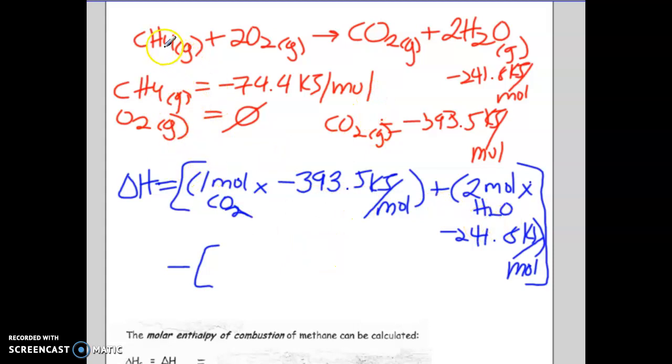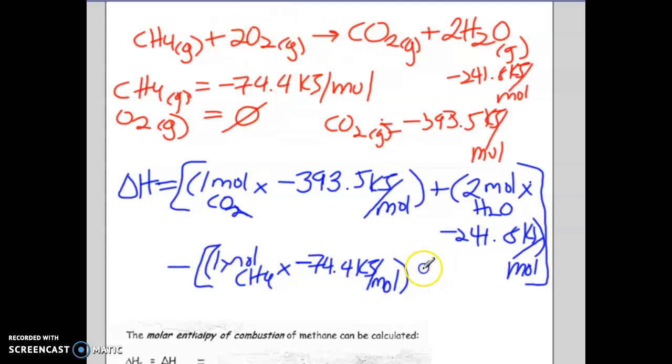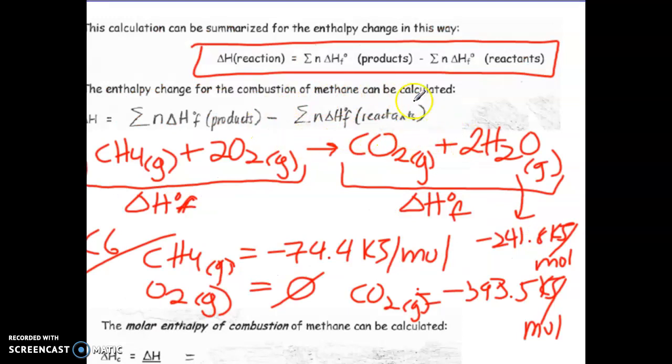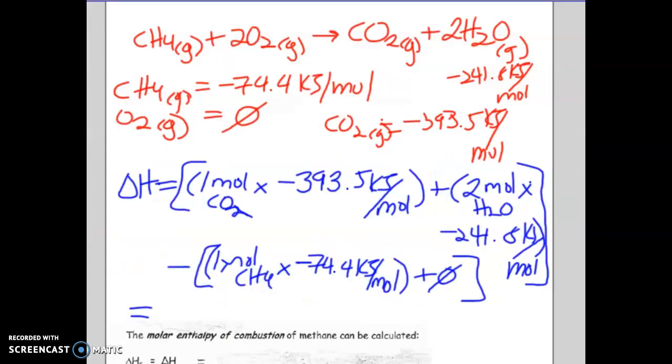So we have 1 mole of methane times the value of methane, which is negative 74.4 kilojoules per mole. And then actually we have 2 moles of oxygen, but that is going to be 0 anyways, right? So it's 2 times 0, which is 0. So what we just did there was our reactant values. So we had 1 mole of methane plus 2 moles worth of oxygen, which happens to be 0.